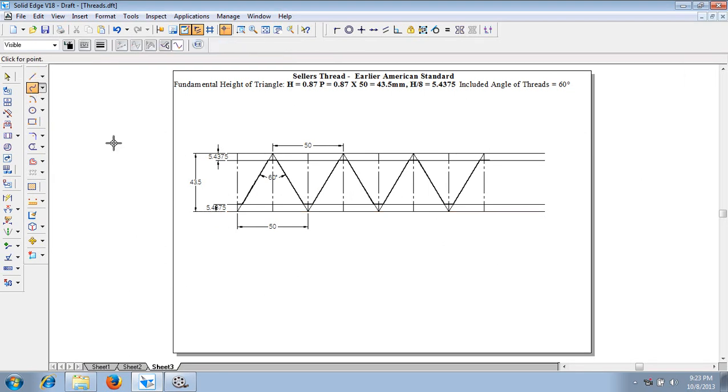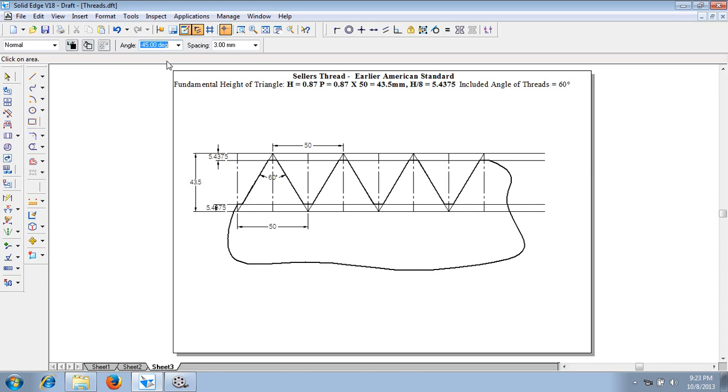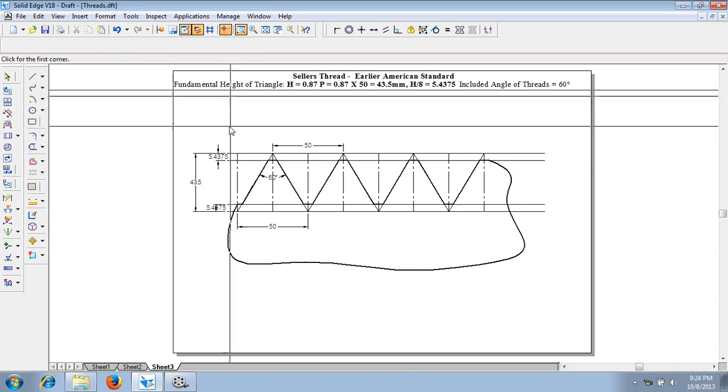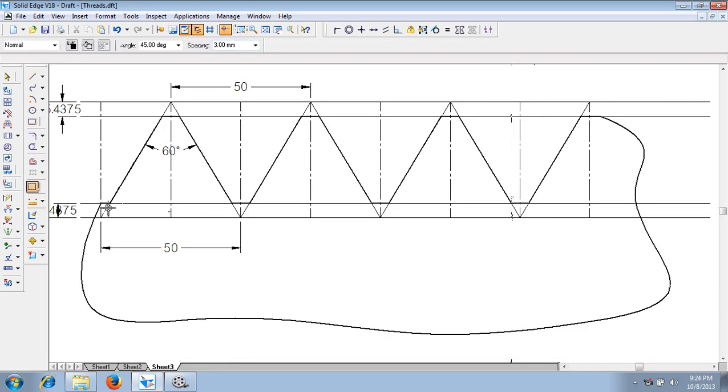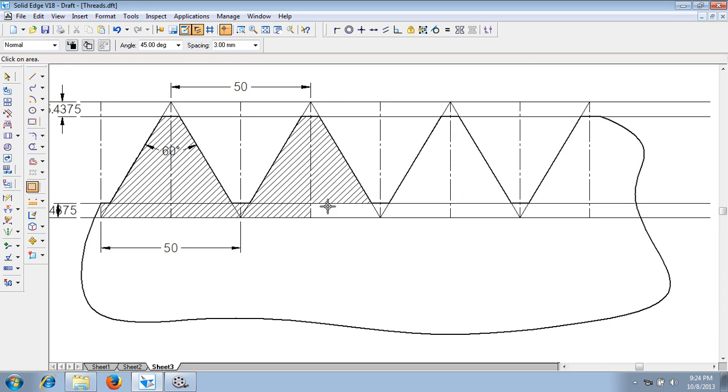Now make use of the curve command. Now let me show the hatched portion to complete this thread. Once we have done the portion for hatching, let us go for a command called fill. Now let us set the angle as 45 degrees with spacing as 3 mm. Now let us start doing the fill. From here to here, all the triangles, that is the external portion, should be properly filled.